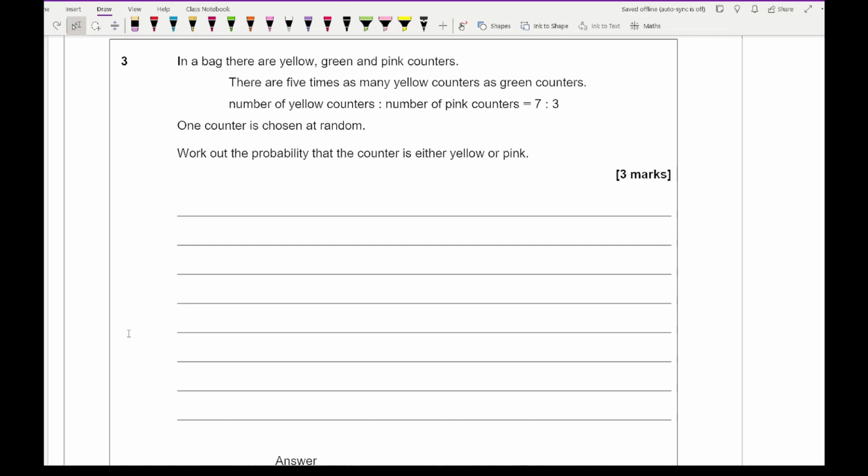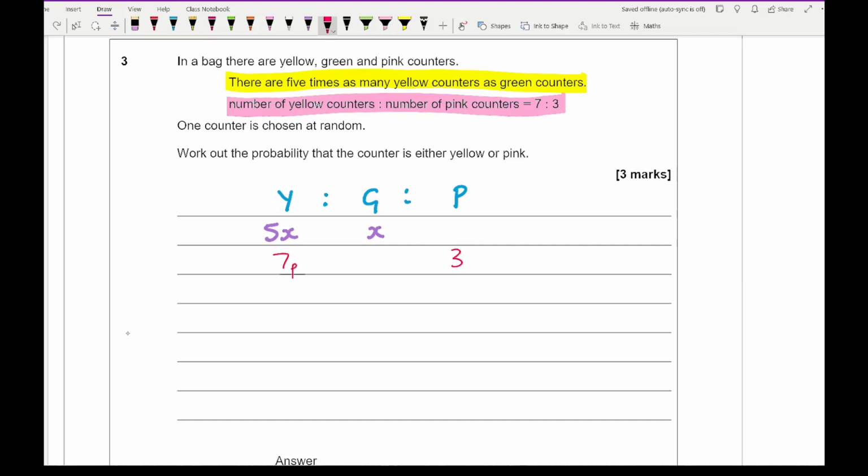Now with this, we've got a combination of some algebraic expressions and a ratio. So let's first of all start by writing down the ratio. So here we've got yellow, we've got green, and we've got pink. Now, taking this statement here, it says that there are 5 times as many yellow counters as green counters. So if the green counter was x, then the yellow counter will therefore be 5x. Then looking at the next statement, it says the number of yellow counters to pink counters is in the ratio of 7 to 3. So this is 7 and this is going to be 3.